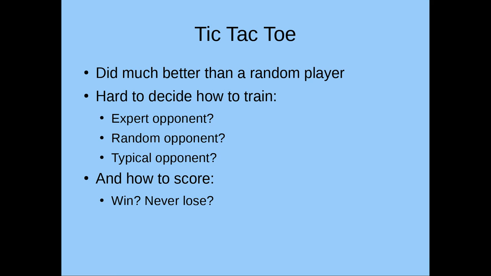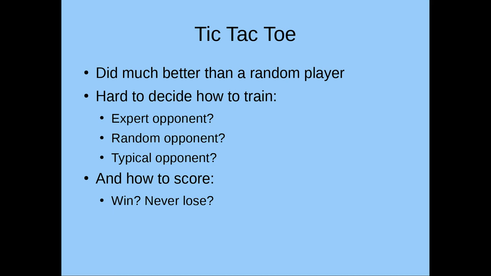But the decision of how to train it was really kind of an issue. For example, if you train the system against an expert player, somebody who really knows how to play tic-tac-toe, right, it can win most of the time against that expert, except when a draw is forced. But if it plays someone who doesn't know how to play tic-tac-toe, that person might win.